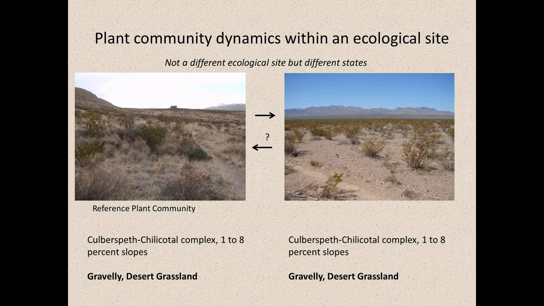Can you restore the picture on the right to the plant community on the left? Sometimes it's a challenge, especially in the Chihuahuan Desert. Can you restore that black grama once it's been wiped out like that? Sometimes you cross a biological threshold that's irreversible. These ecological sites can help you determine if you want to spend money and resources on the picture on the right.